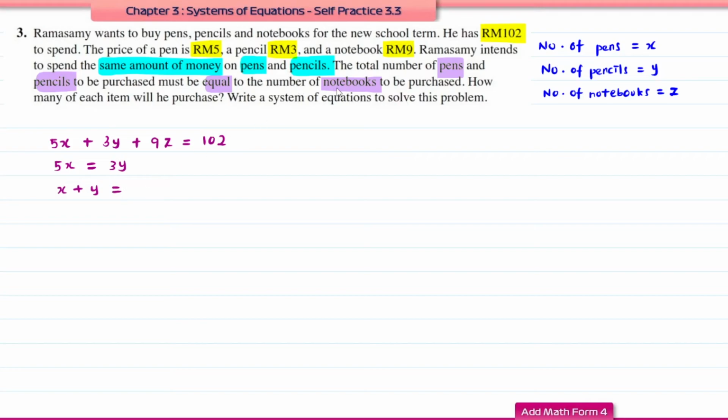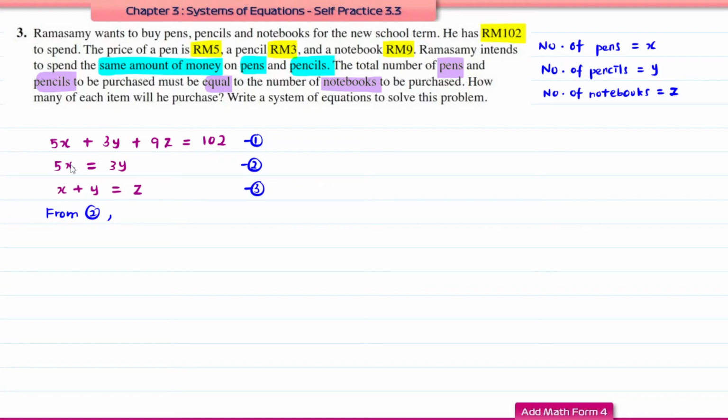So it's equal to the number of notebook, which is the z. So here we're going to label these equations as 1, 2, and 3. Here I'm going to solve it using the substitution method. In this case, I'm not going to choose equation 3, even though equation 3 has z as the subject of the formula, because in equation number 2, I don't have the variable z. So from here, I'm going to choose equation number 2.